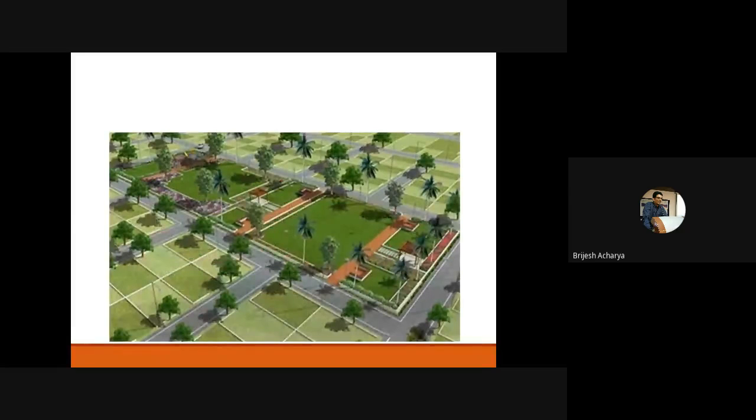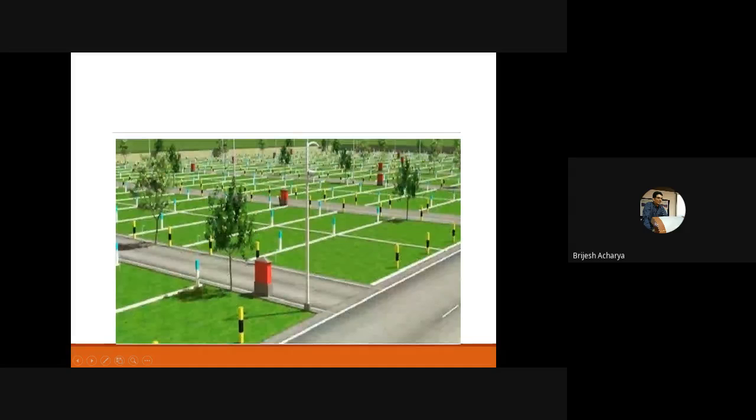This is another figure which shows the development method of valuation, how the plots are made. You will see there are different types and sizes of plots. Some plots are bigger, some are smaller. For such a property you want to know what will be the value of this particular property. This is another image which shows how the development method of valuation works.